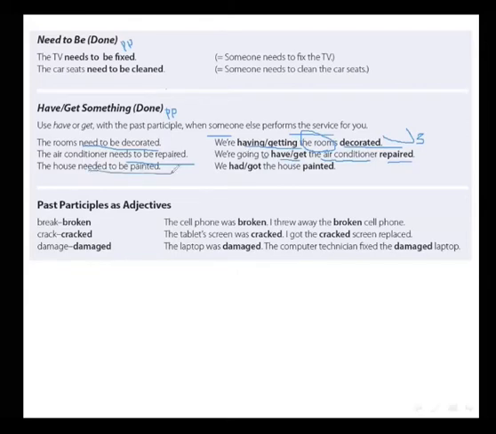The house needed to be painted. We had or got the house painted. Here we use have in the past form.